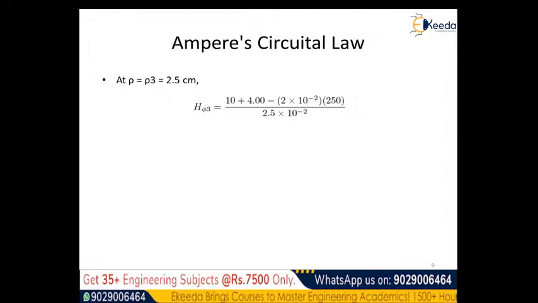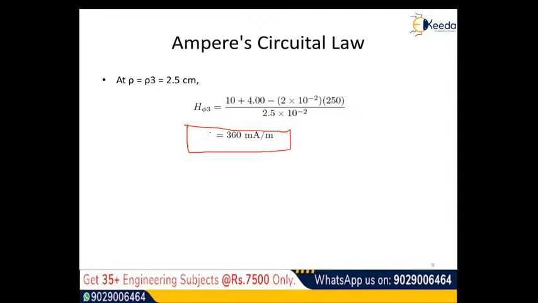So the final expression for the magnetic field intensity component in phi direction, denoted by H phi 3, is given as 10 plus 4 minus 2 into 10 raised to the power minus 2 multiplied by 250, all divided by 2.5 into 10 raised to the power minus 2. When we simplify this expression, we get H phi 3 equal to 360 milliamperes per meter. This is the answer for part C.